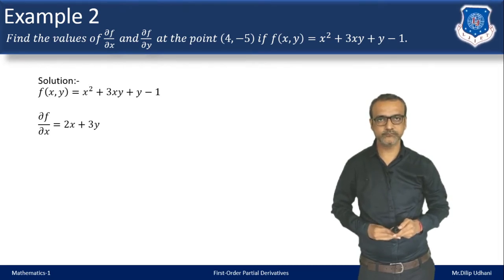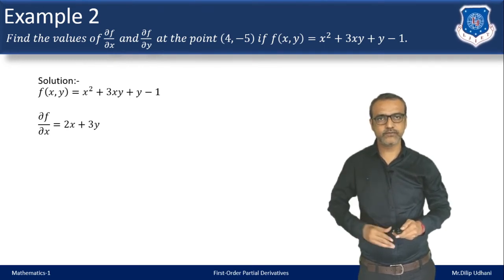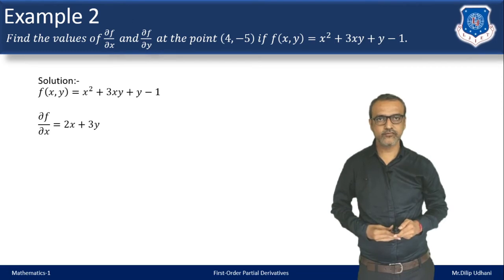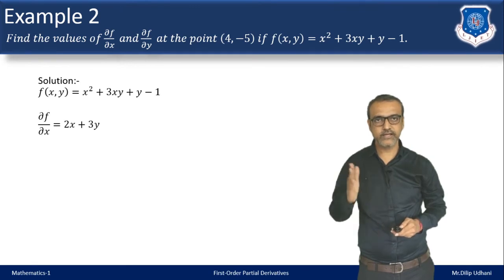So for the first term x square, derivative of x square with respect to x, that is 2x, according to the formula d by dx x raised to n equals to n into x raised to n minus 1. So derivative of x square is 2x, and for the second term 3xy, 3y is constant because here we have to find out del f by del x. It means we have to keep y constant. So 3y is constant and derivative of x with respect to x, answer is 1.